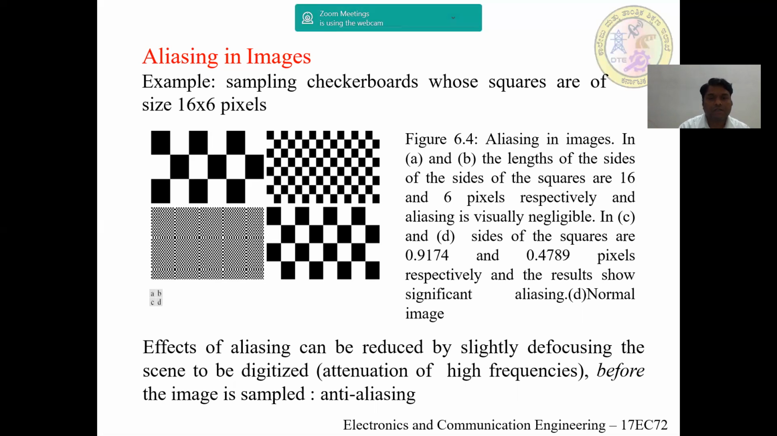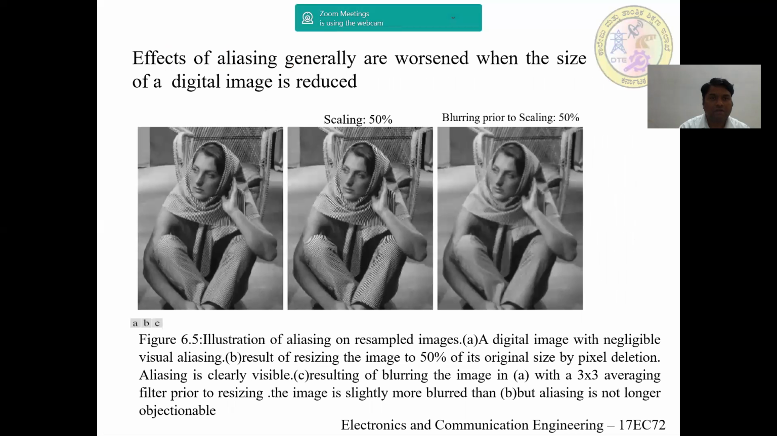So effects of aliasing can be reduced by slightly defocusing the scene to be digitized, that is, attenuation of high frequencies before the image is sampled. That is anti-aliasing. Effects of aliasing generally are worsened when the size of a digital image is reduced.